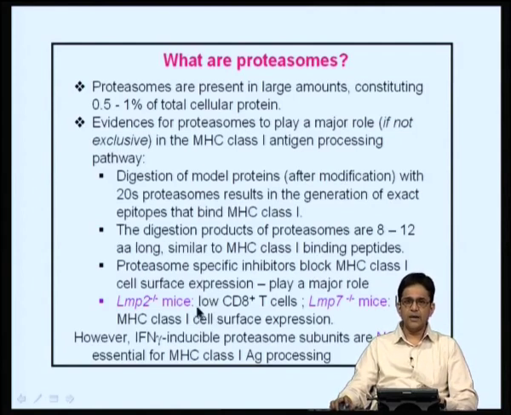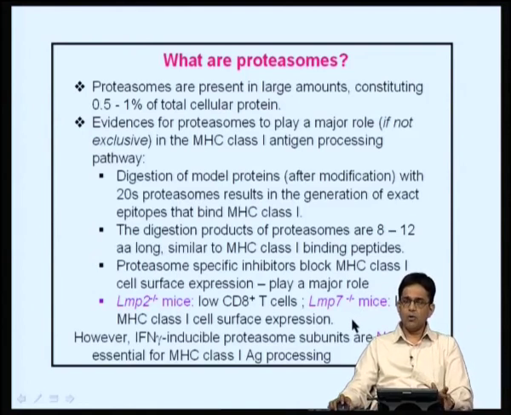Subsequently, specific knockout mice were generated. So you have the LMP2 knockout mice, and these express low CD8. Low CD8 would mean that there is some problem with selection with MHC class 1. And in the MHC7 knockout, you have low MHC class 1 cell surface expression.